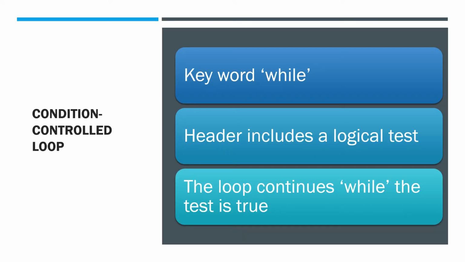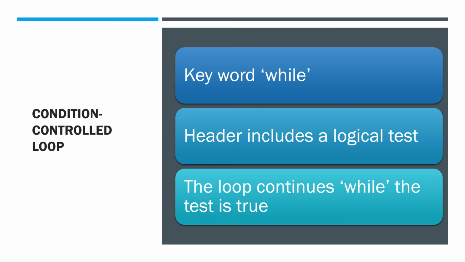The alternative to a counter-controlled loop is called a condition-controlled loop. In Python, the key word for a condition-controlled loop is while. The header of a condition-controlled loop includes a logical test. Remember, we also call those Boolean expressions, and they can have the value true or false. The commands inside the body of the loop will be repeated while the test is true.